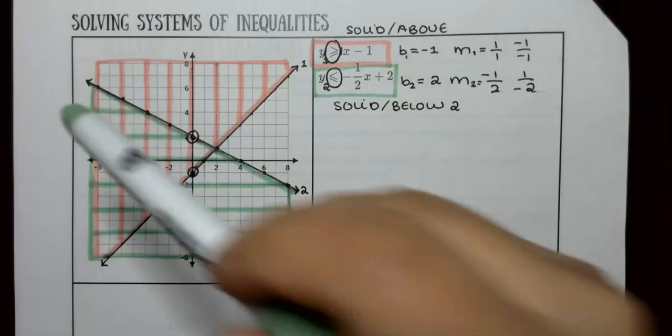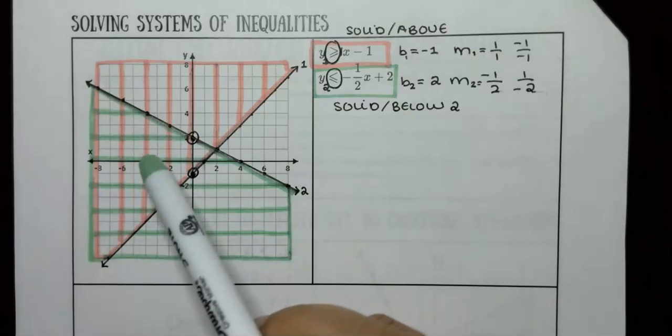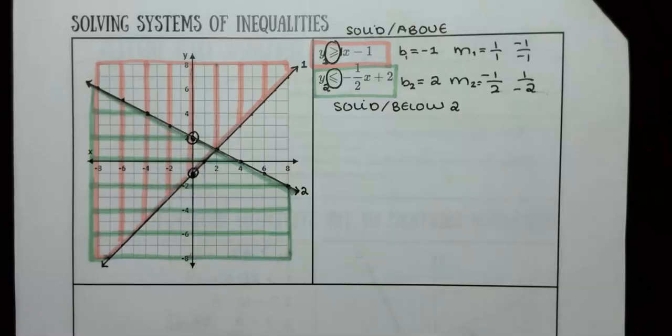You're more than welcome to come in with a different color. You're more than welcome to make a little arrow and say, this is my solution set, but it needs to be apparent that this is true for both of those lines. There's no need to plug anything in. This is your answer. All right, let's go ahead and look at another example, the one below it.